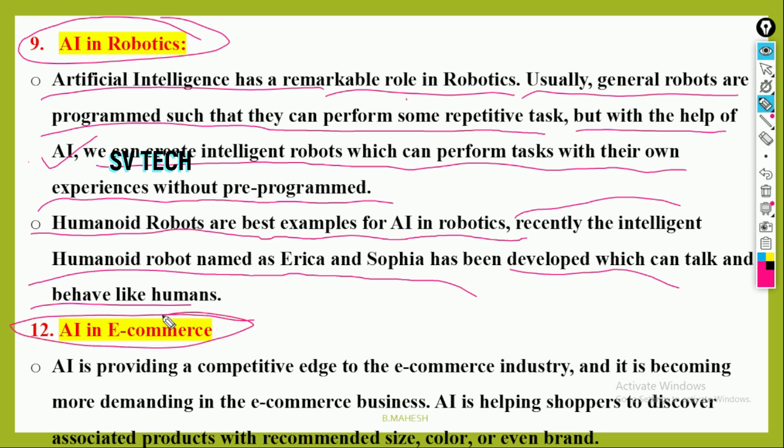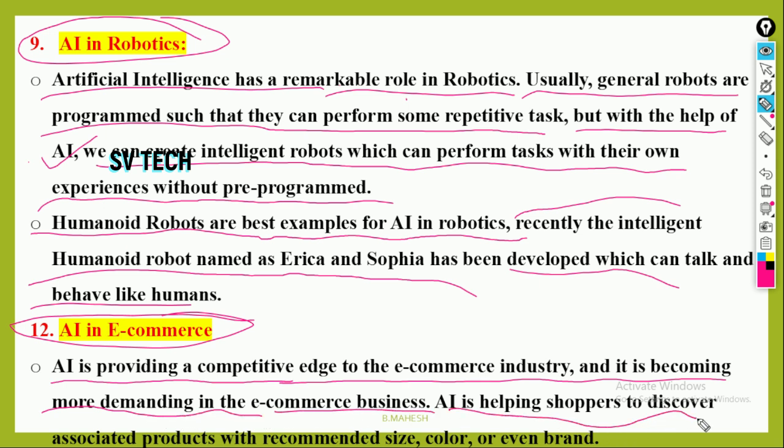AI in e-commerce. AI is providing a competitive edge to the e-commerce industry, and it is becoming more in demand in e-commerce business. AI is helping shoppers discover associated products with recommended size, color, and even brand and ratings.